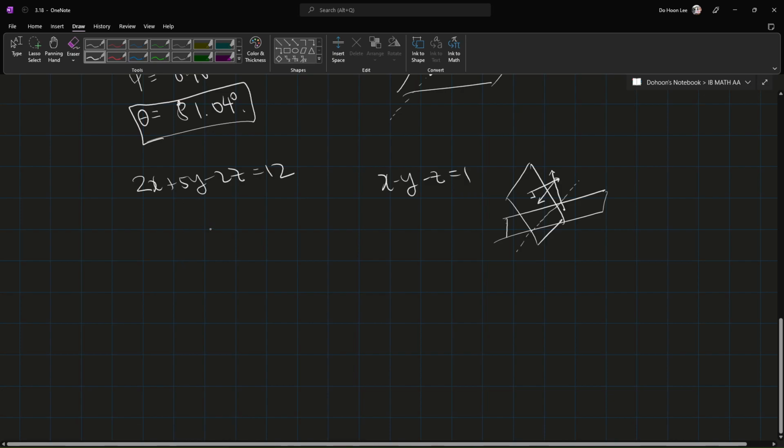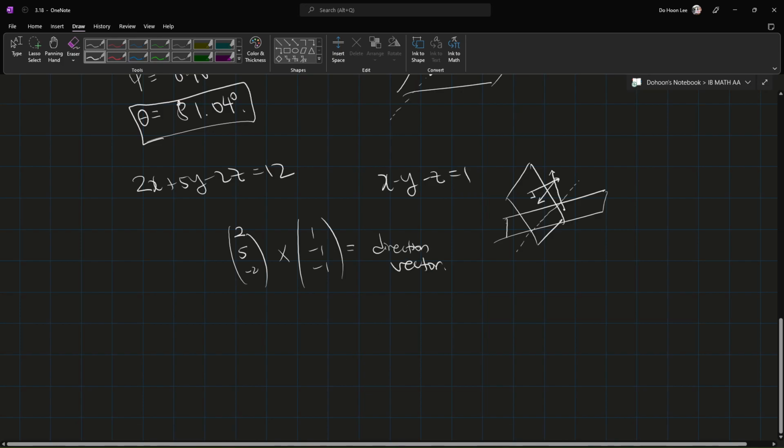After we find the vector product of the two normal vectors, which can be found like (2, 5, -2) times (1, -1, -1), I'm not going to do it right now. You can do it on your own time. So that's going to be my direction vector.